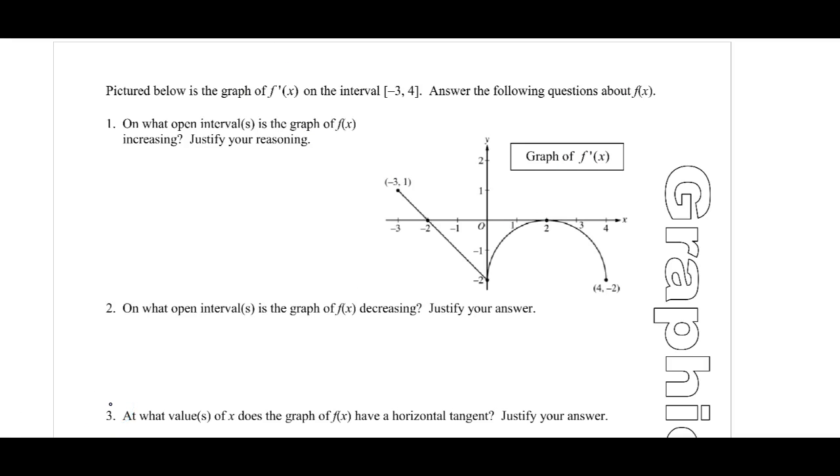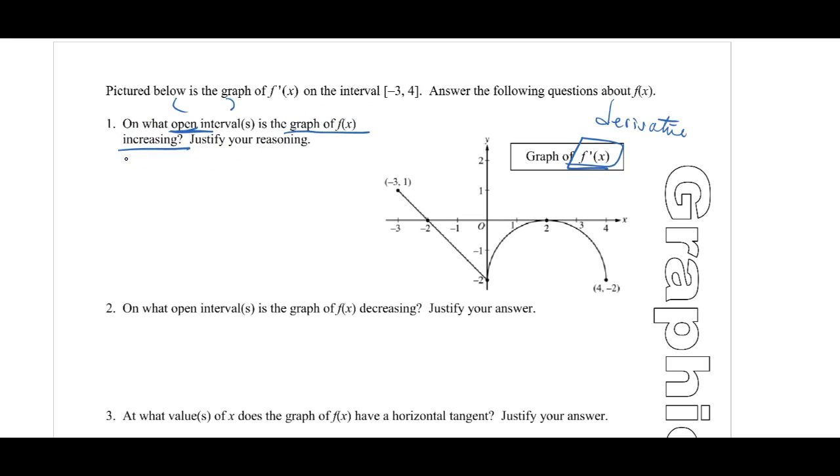Last graphical question. In the previous question, we were given the graph of f, given the graph of the function, and asked to answer questions about the derivative. In this question, we're given the graph of the derivative and asked to go backwards and deduce things about the original function. So our first question asks, on what intervals, open interval means in parentheses, is the function increasing? When is the function increasing?